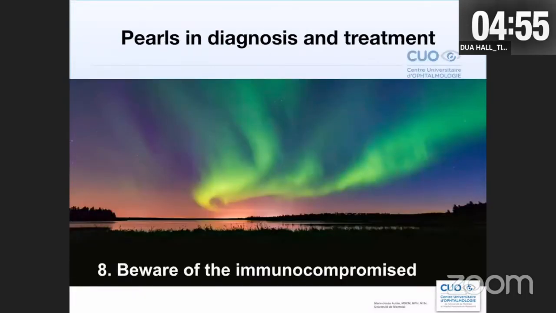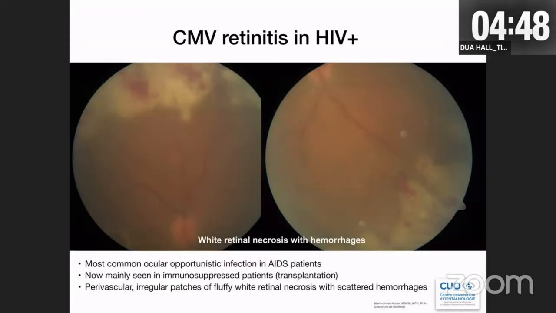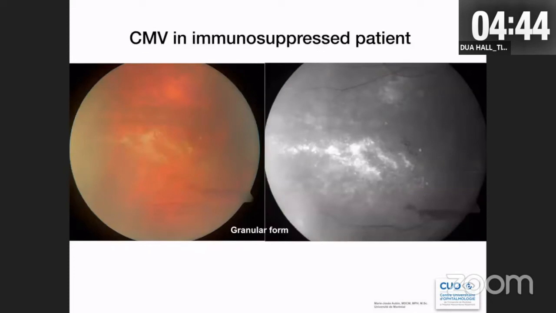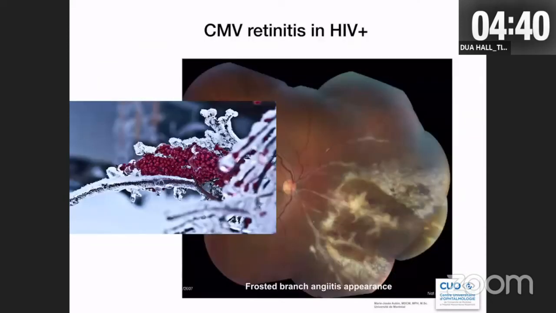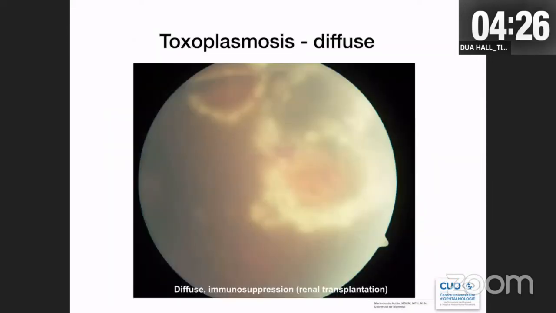Always beware of the immunocompromised. It's usually infectious. And this is a CMV retinitis in an AIDS patient. You have your typical white necrosis with hemorrhages. This is the granular form in an immunosuppressed patient. And this is the frosted branch angiitis, again, in an AIDS patient. This is posterior outer retinal necrosis due to VZV, also in an AIDS patient. Again, diffuse toxoplasmosis, but this in a renal transplant patient.